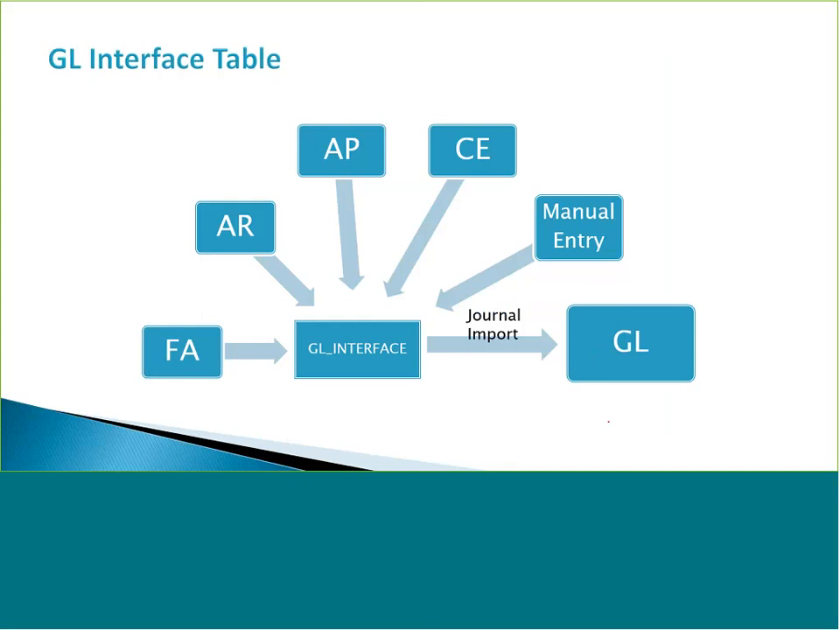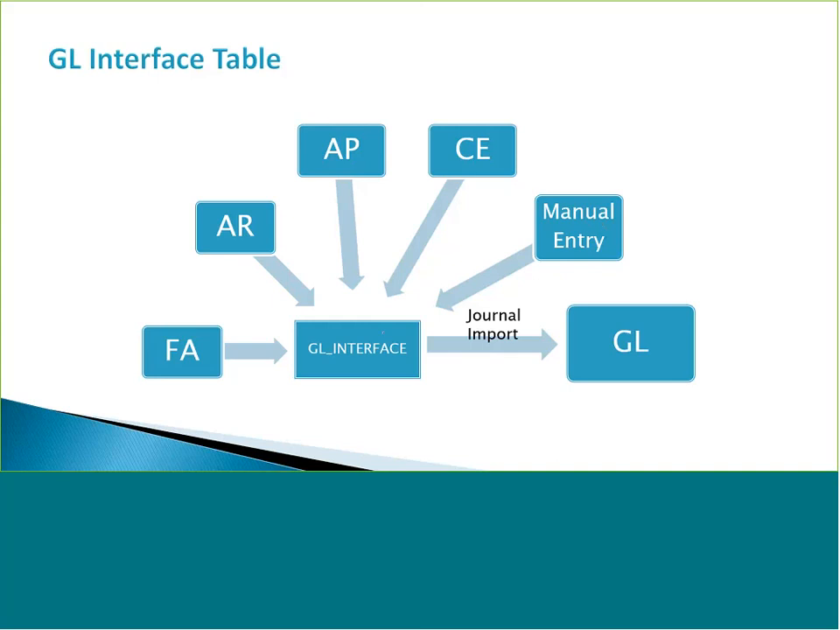So let's look at this diagram. I know we are familiar with this diagram. So we know that accounting information is sent from other modules and from journals that we enter manually into the GL. However, it is not sent directly into the general ledger. What happens is accounting information is first sent to what is called the GL interface table.